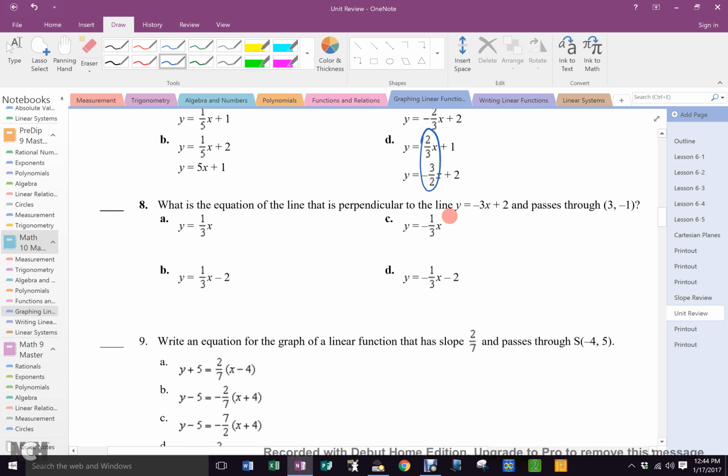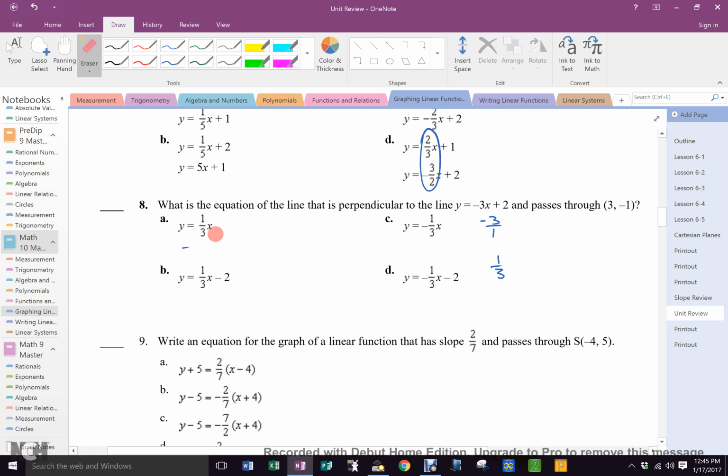8. Perpendicular to this. What does the word perpendicular mean to slope? It flips and changes. What is this slope right now? It is negative 3 over 1, yes? Flip it and change it. 1 over 3. So I need a slope that's 1 over 3, positive. Has to be A or B, right? But it's also got to go through that point. Correct? Well, is that one going to work? X is 3. 3 times 1/3 is 1, right? And y would be negative 1, wouldn't it? Does negative 1 equal 1?